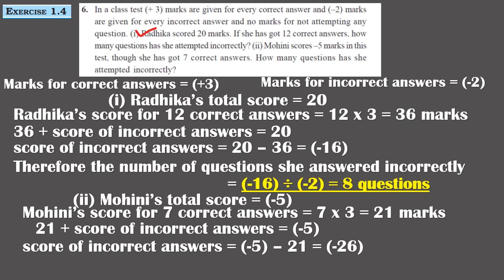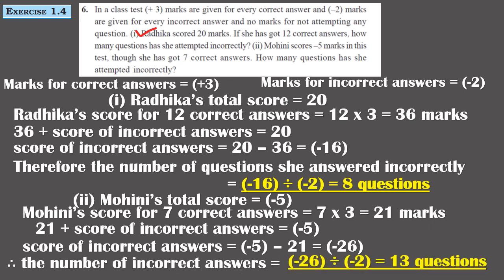So to get a minus 26 score for wrong answers, incorrect answers, how many questions has she attempted wrongly? It is minus 26 by minus 2. 13 questions she answered incorrectly. Clear? Now let us move on to the last question of this exercise and of this chapter.